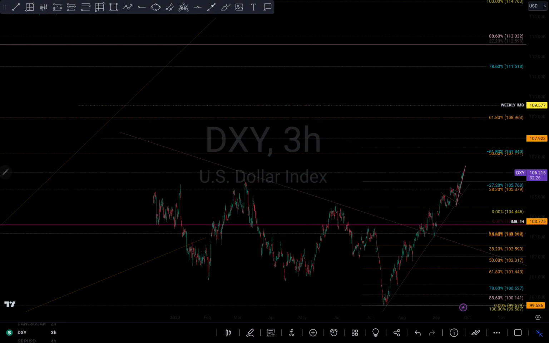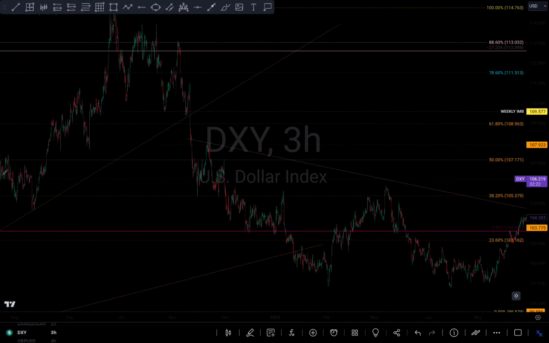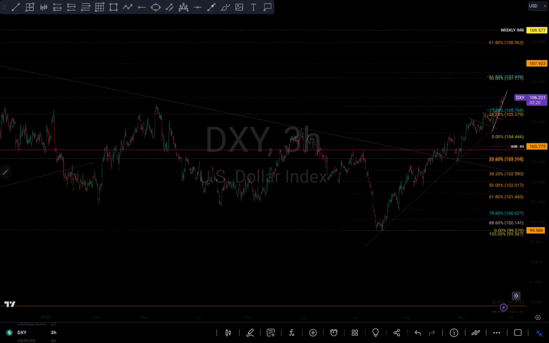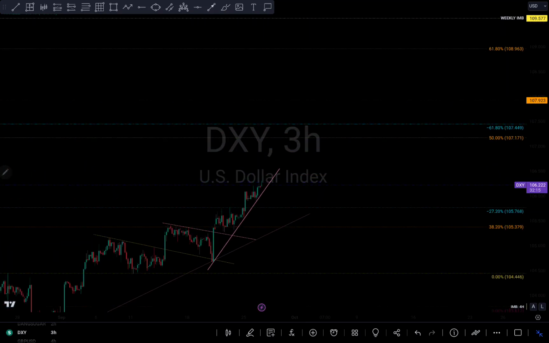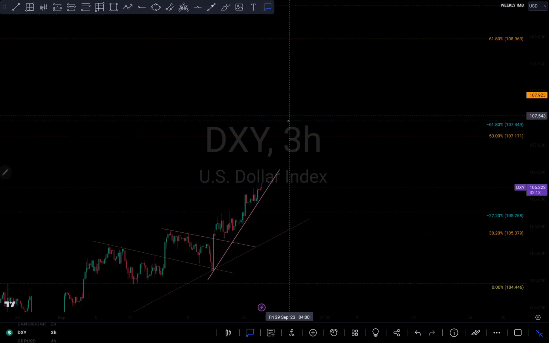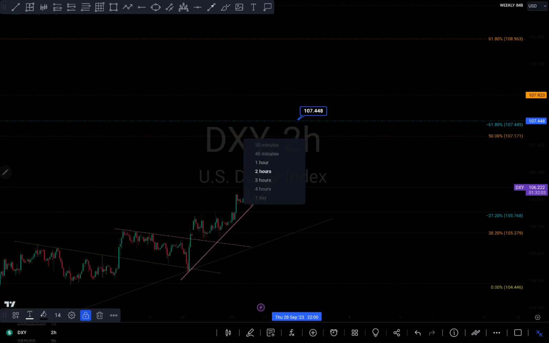Okay, so let's see how that plays out, because my next target will probably be my negative 61.8% fib level, which is 107.448, around that area right there. Let's see.